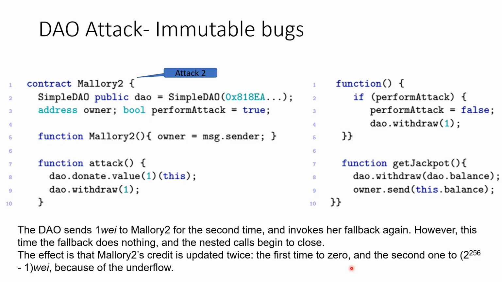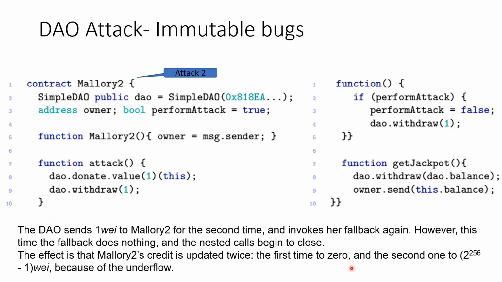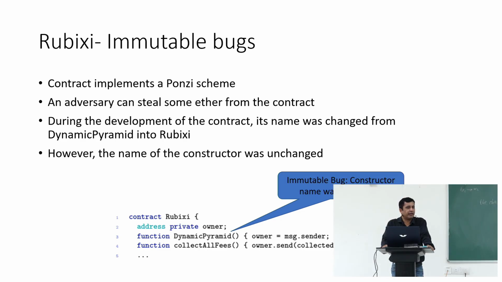And such immutable bugs have helped the attacker to steal a lot of money from such contracts. The second immutable bug example is the Rubik's Cube, which is also a well-known contract. But Rubik's Cube was renamed from the name Dynamic Pyramid. So the developers changed the contract name.